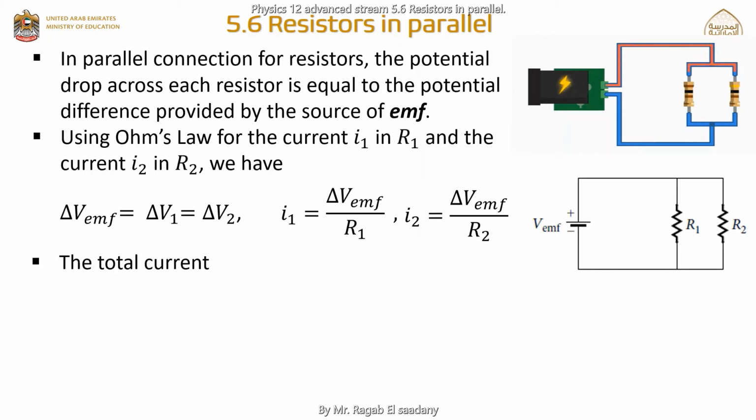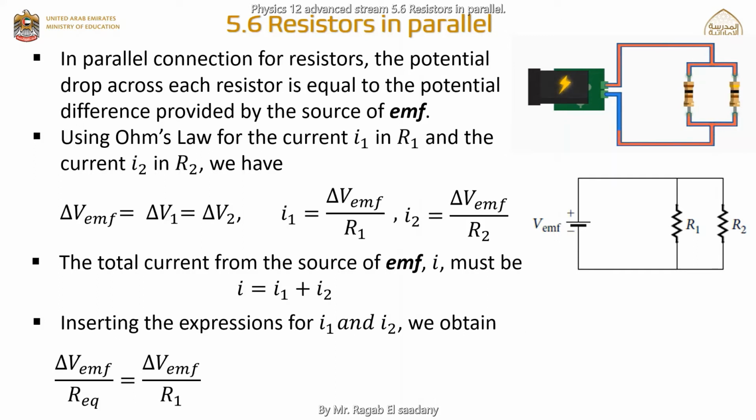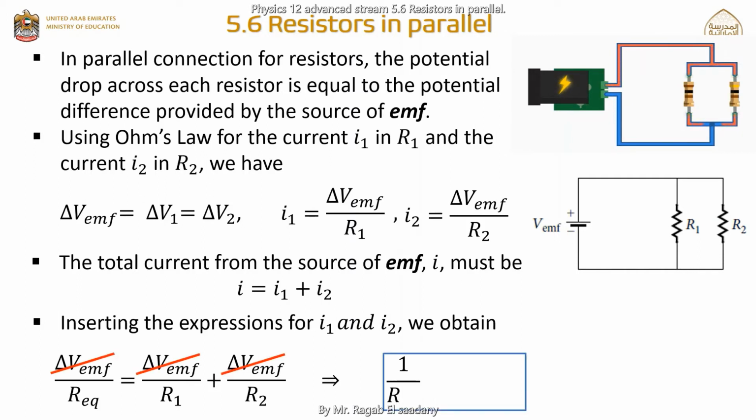I1 equal delta V EMF divided by R1 and I2 equal delta V EMF divided by R2. The total current from the source of EMF, I, must be I equal I1 plus I2. Inserting the expressions for I1 and I2, we obtain delta V EMF divided by Req equal delta V EMF divided by R1 plus delta V EMF divided by R2. Then 1 over Req equal 1 over R1 plus 1 over R2.